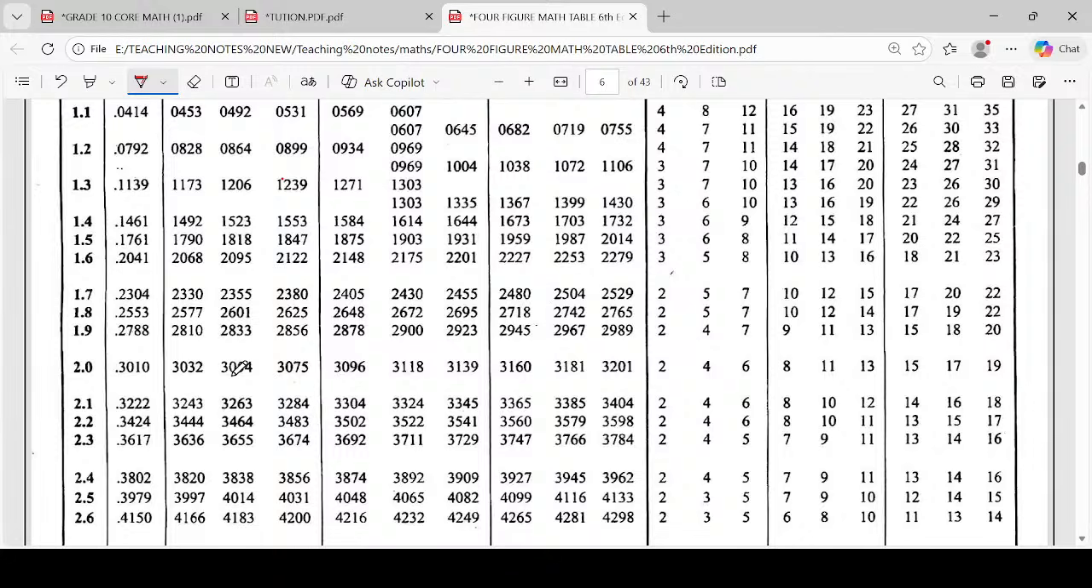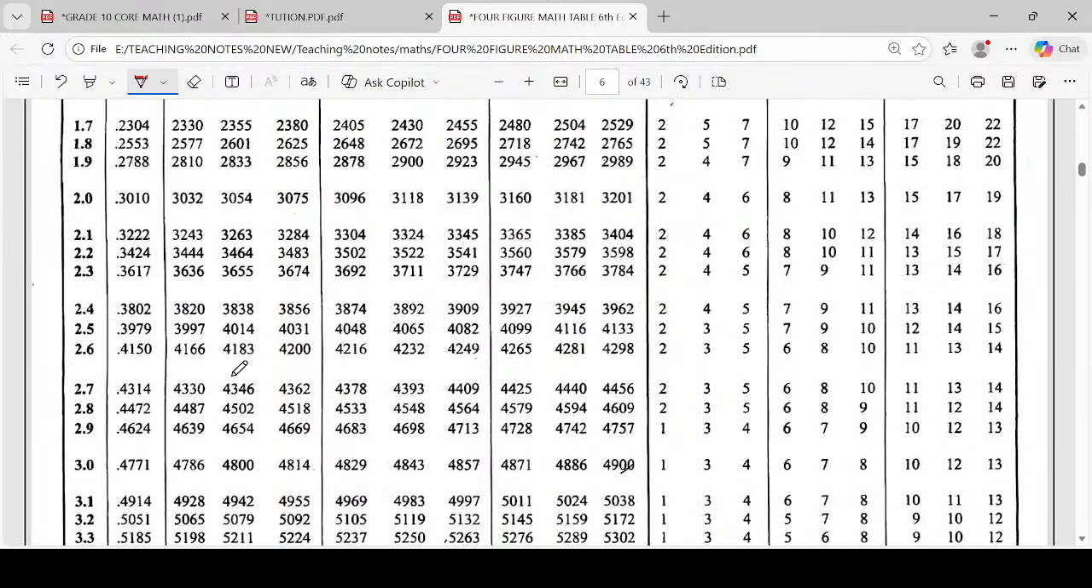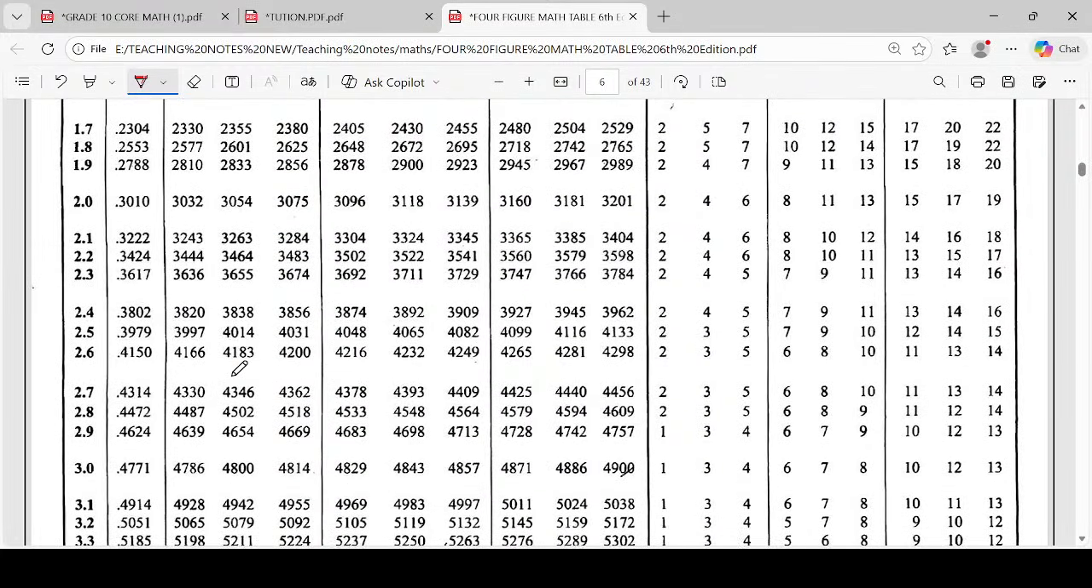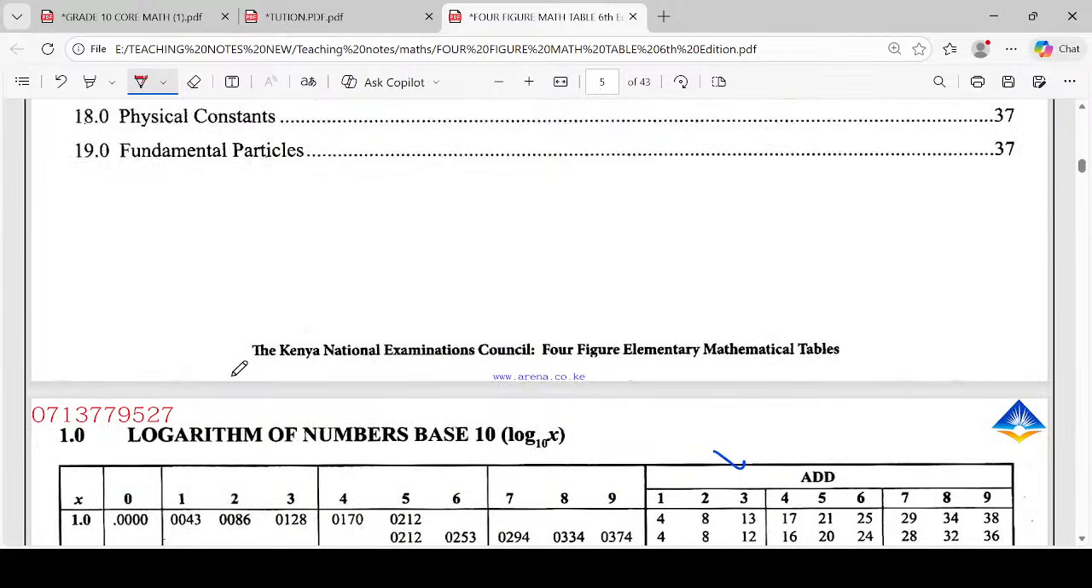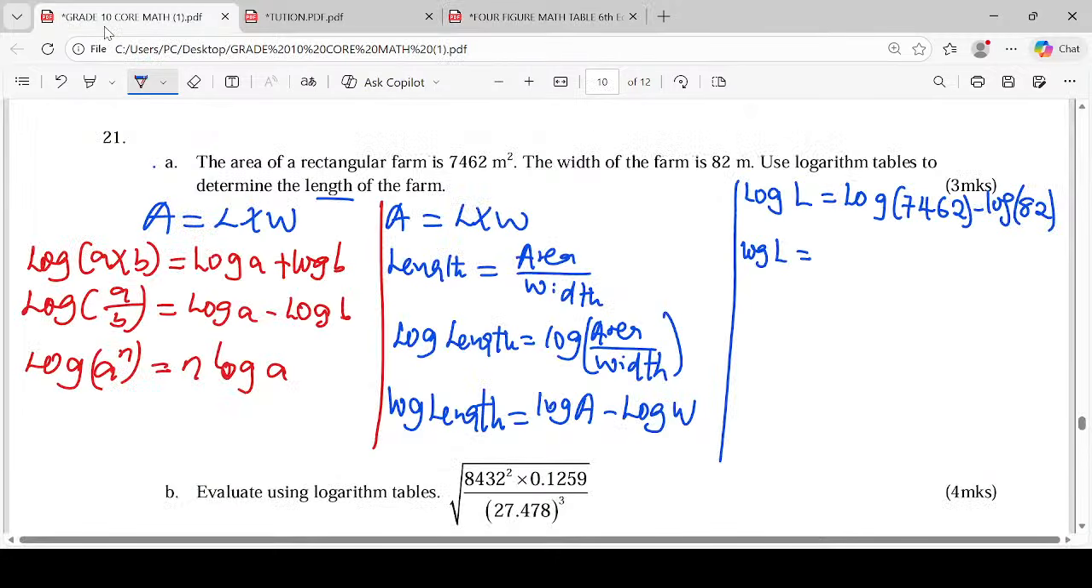I want the log of 7462. So I'll come here. For me to get the log of 7462, what are we going to do? First of all, I'm going to express 7462 as the log of 7.462 times 10 cubed minus the log of 8.2 times 10, that way.